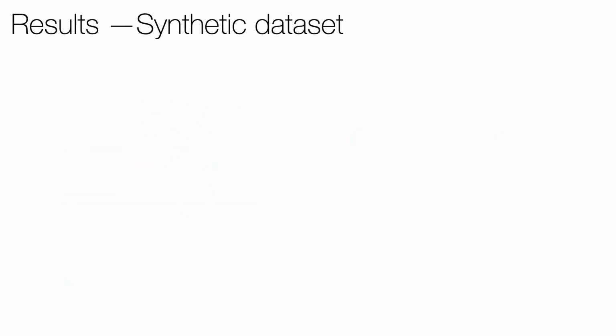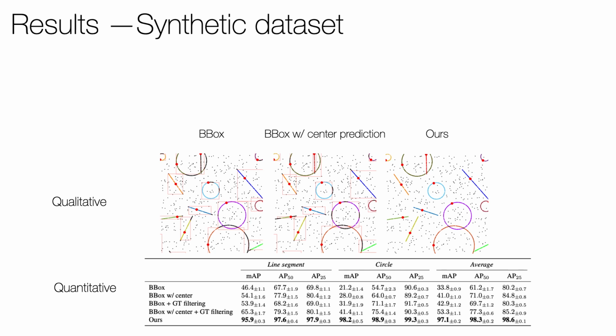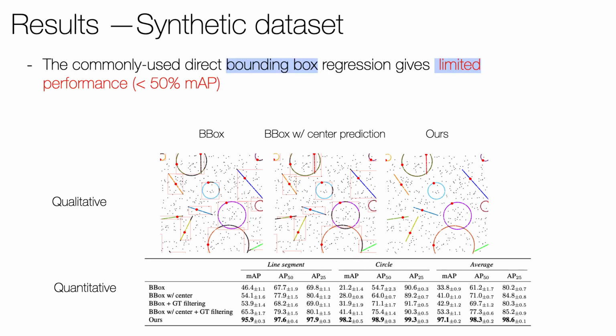We first demonstrate the performance of our method on synthetic data. We see that bounding box regression bottlenecks the performance of instance segmentation. Even on this very simple dataset, it's still hard to get satisfactory performance with bounding box regression. Its mAP is less than 50%, while our method gives near perfect performance.